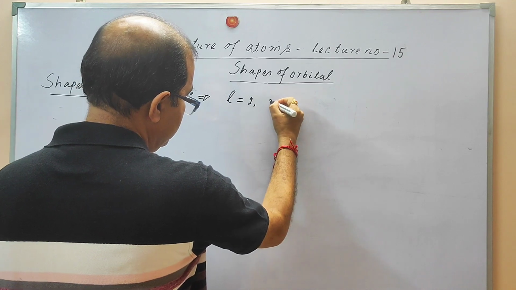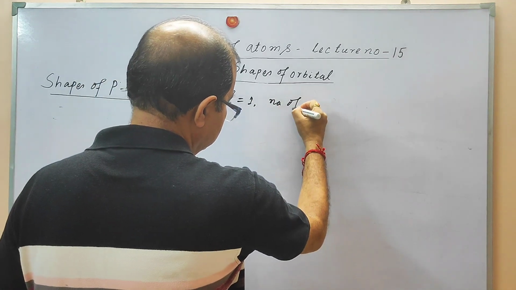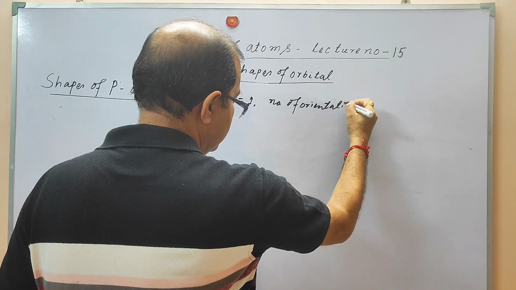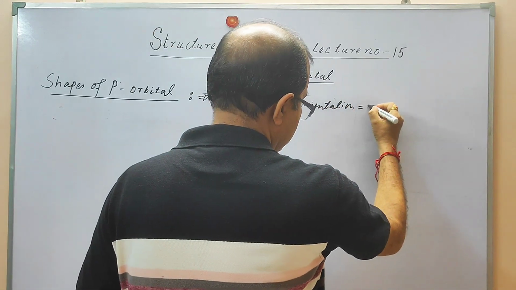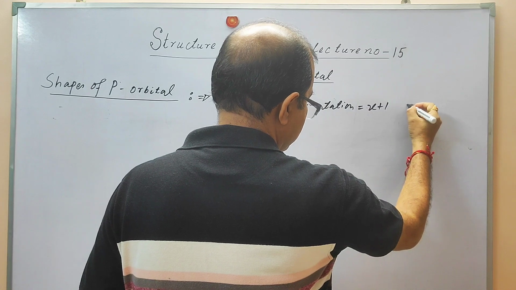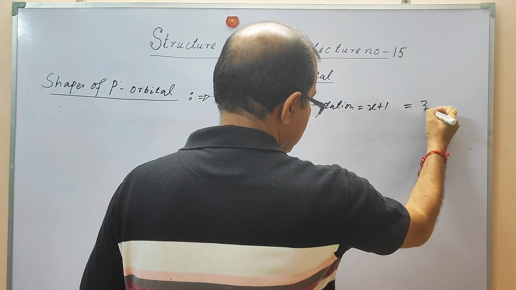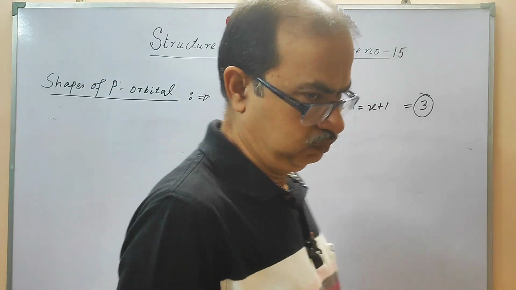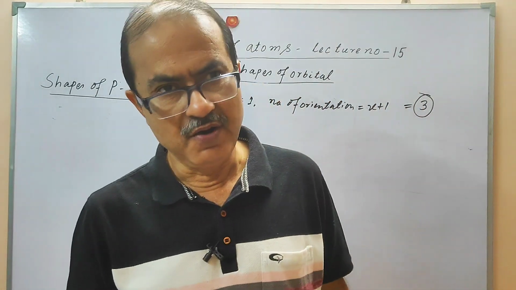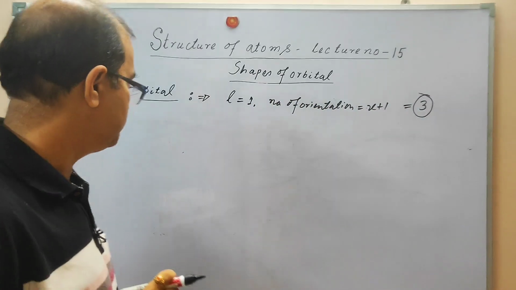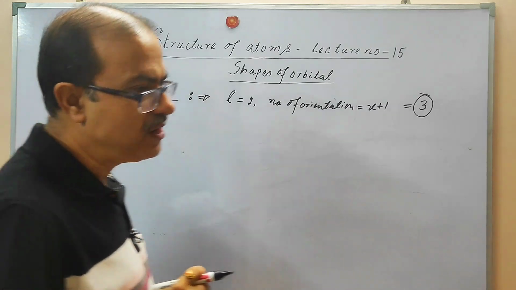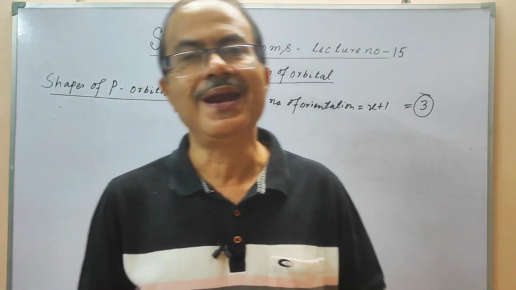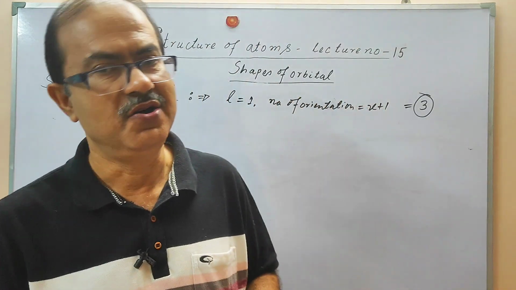So the number of orientations will be 2l plus 1, which means if we put the value of l as 1, it will be 3. So there are 3 orbitals present in this p subshell. And what about its shape? Naturally it is not like the s orbital.